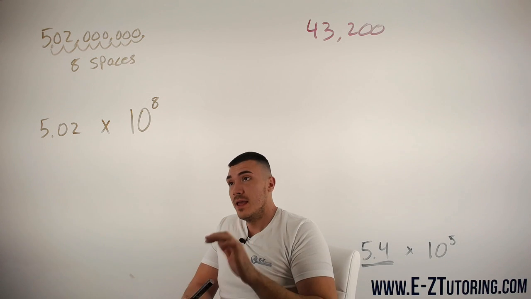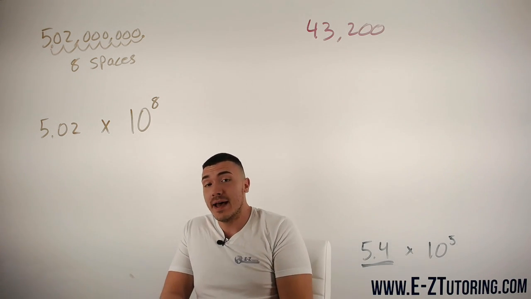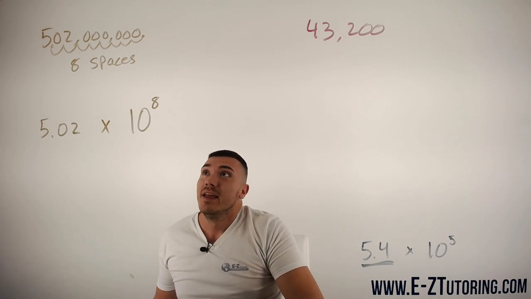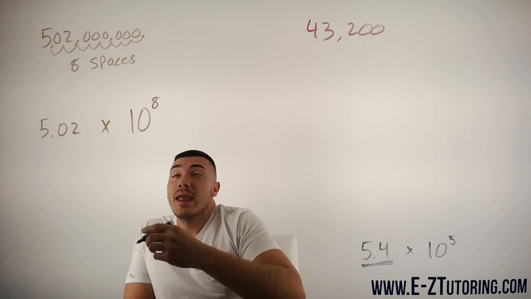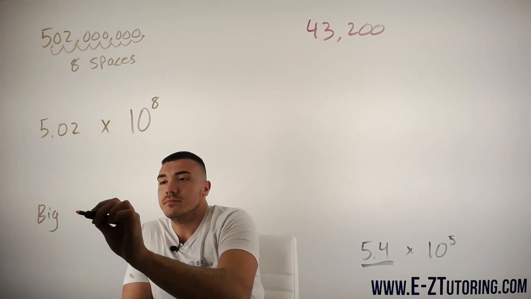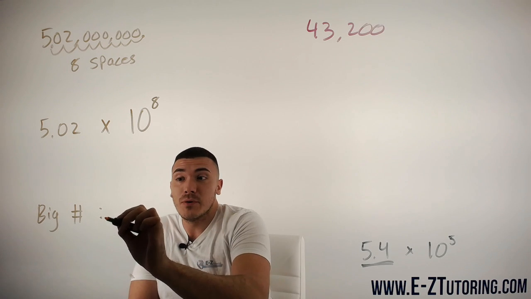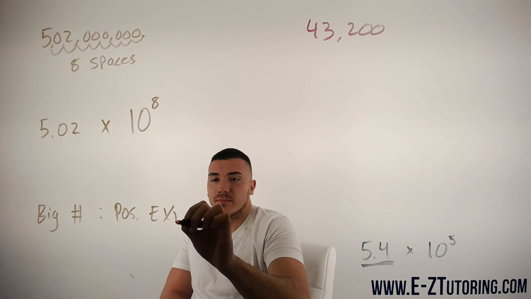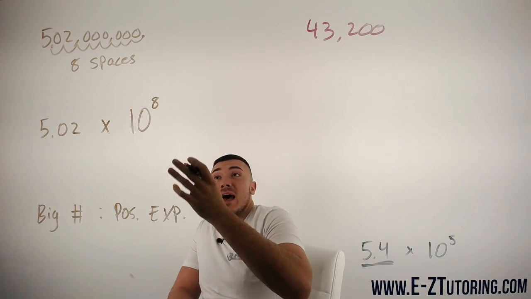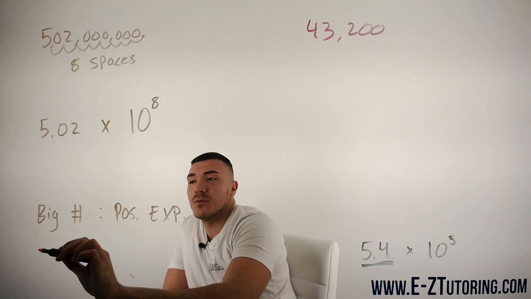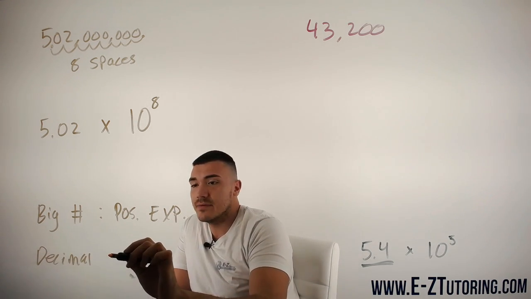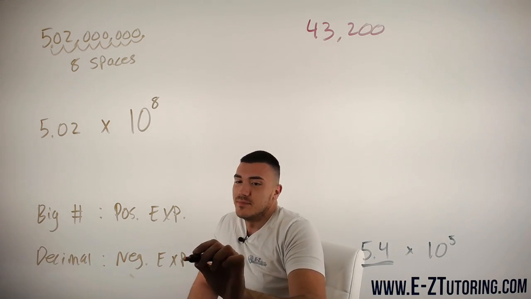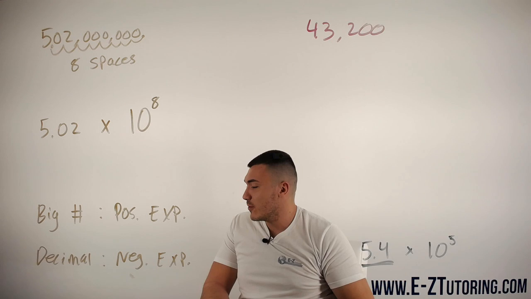Now sometimes that exponent can be positive or negative depending on what your number is. Here's one way I like to remember it. If you have a big number like this, then your exponent is going to be positive. Now, if you have a small number, let's say this were some long decimal with lots of zeros in it, then your exponent would be negative. This is the best and the easiest way to memorize it, in my opinion.